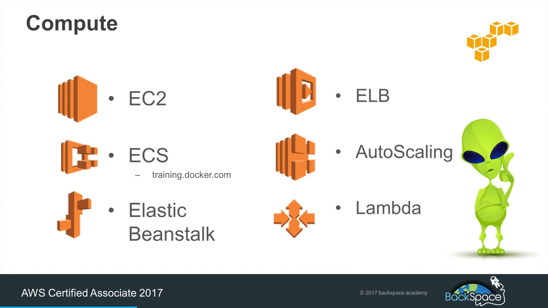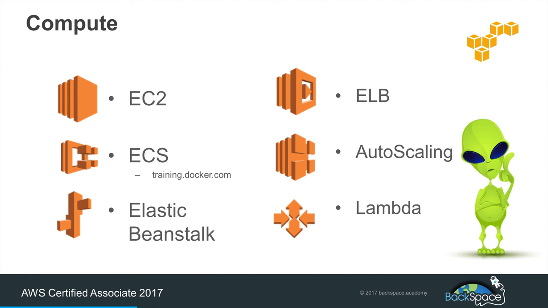The next one there is Lambda, and Lambda is a serverless environment. We just provide Lambda our code, as a Lambda function, and AWS runs that code for us on demand when we need it, and it bills us in 100 millisecond increments. So we don't need to worry about what's behind that. It's a serverless environment, and we can reduce costs because when that service is not being used, AWS doesn't bill us for it.